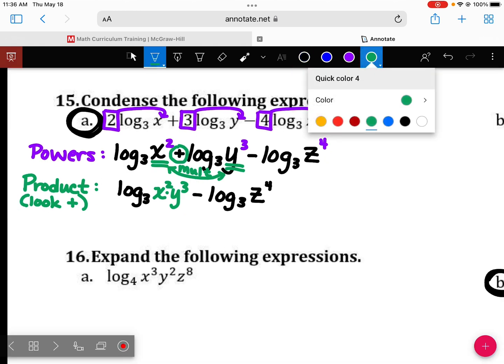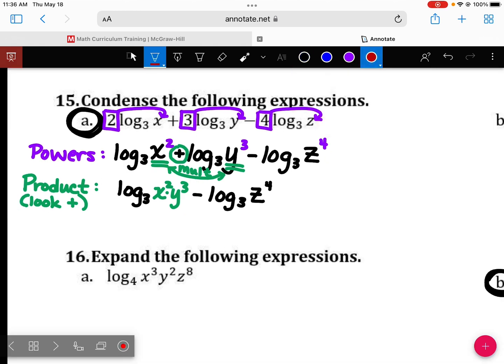Wait, why isn't the base 9? Because the base is 3. The base doesn't change all throughout this. Whatever the base is, it's that same base all the way through.